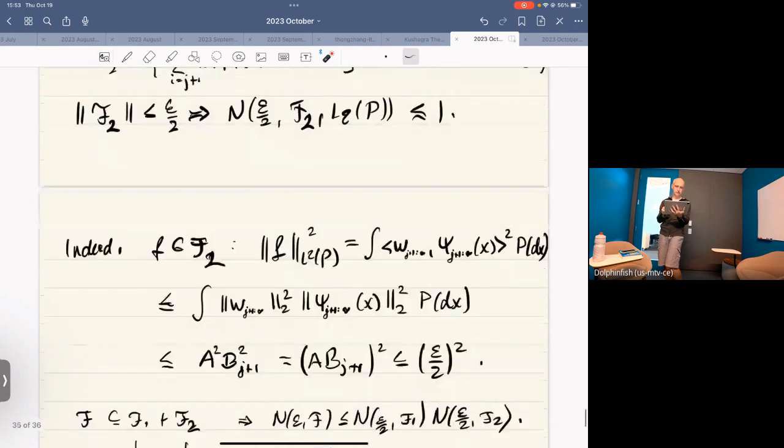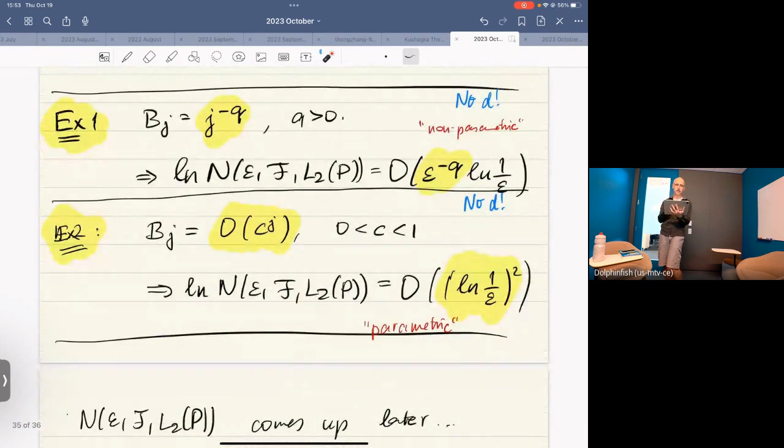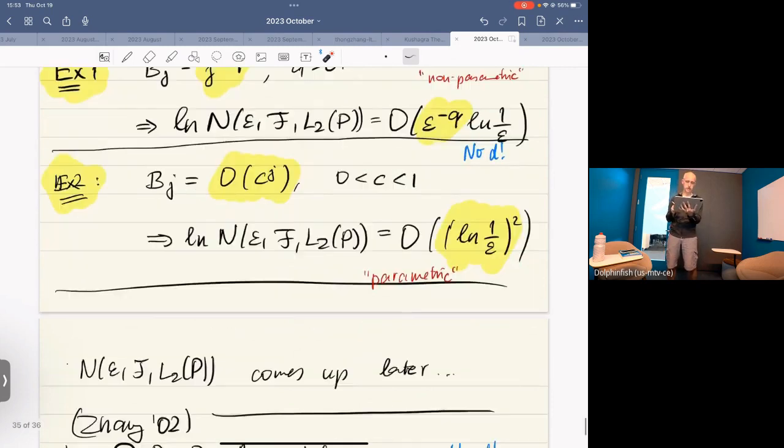The proof is not too hard, but I don't have time for it. Some examples: if the coefficients B_j are decaying like a polynomial, that's a slow decay, and then you get a non-parametric class. And if the B_j are decaying really fast, like exponentially fast, then you get a parametric class.